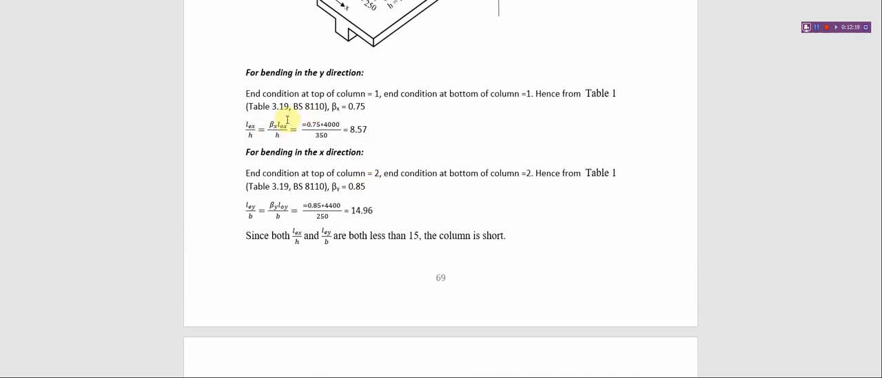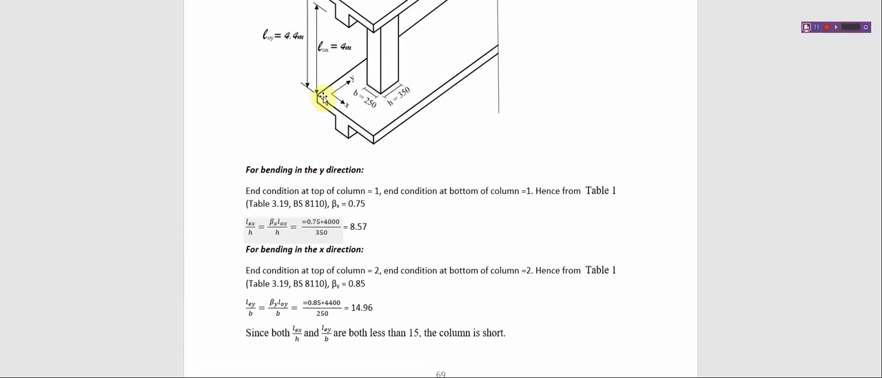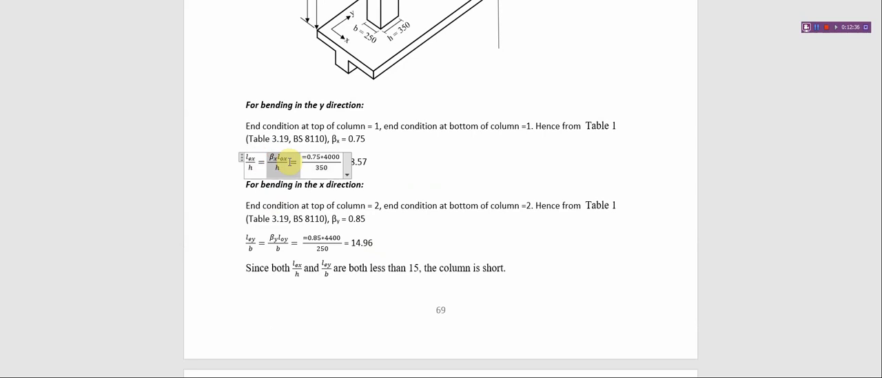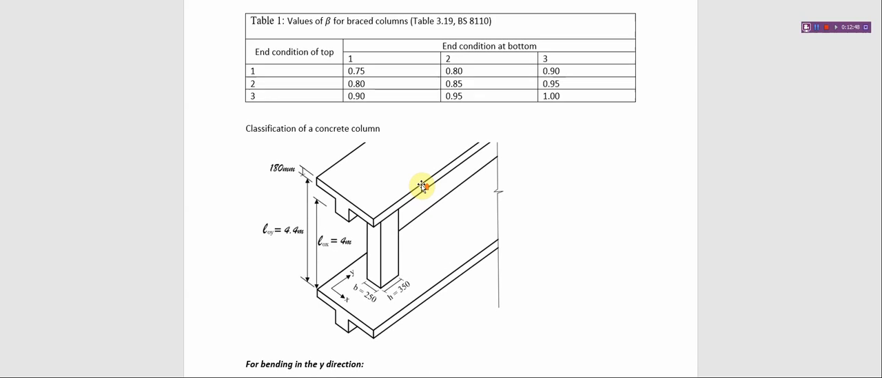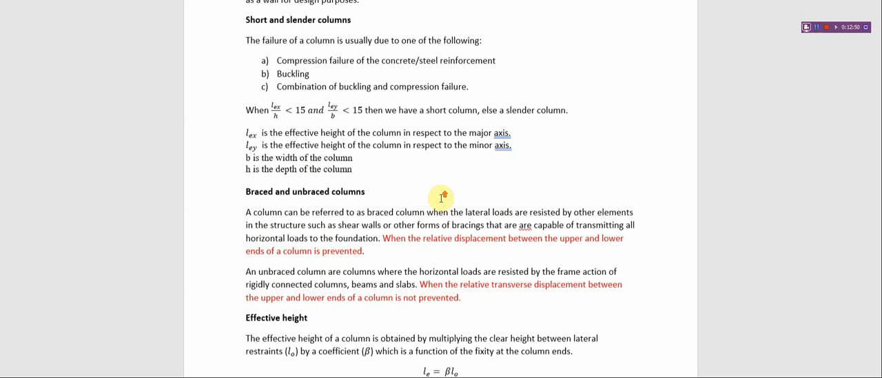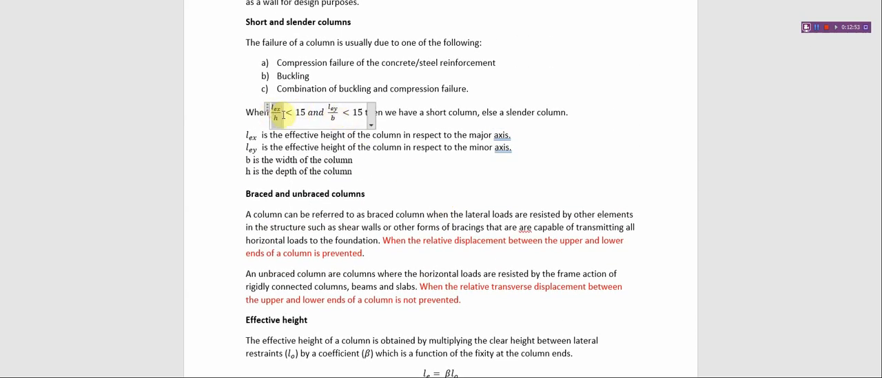Now those end conditions, when we look at it, LES over LEY, that is LES over LEY, LES over H, or LEY over H, we look at the value that we arrive at, and the end condition will let us know the beta value we take. So when we apply this formula, then we have a value. This value is what we are trying to check whether a column is slender or short. When it is greater than 15, then it is not short, but it is slender, as you can see here from this condition here.